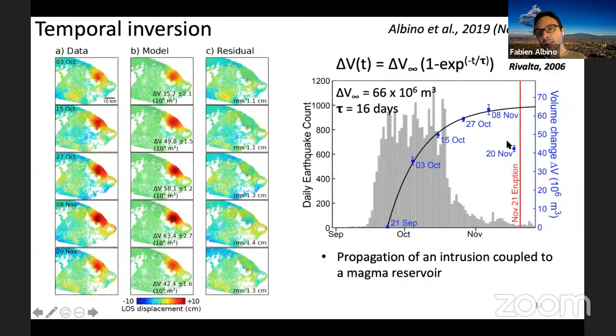We can also see that the last dates seem very offset from this exponential decay. And we believe this is something real, this is a real mechanism, and it cannot be accounted for by the uncertainties. So we believe that something happened between these two dates and before the eruption, that maybe the intrusion interacted with a shallow magmatic system, and the volume change really dropped at that time.